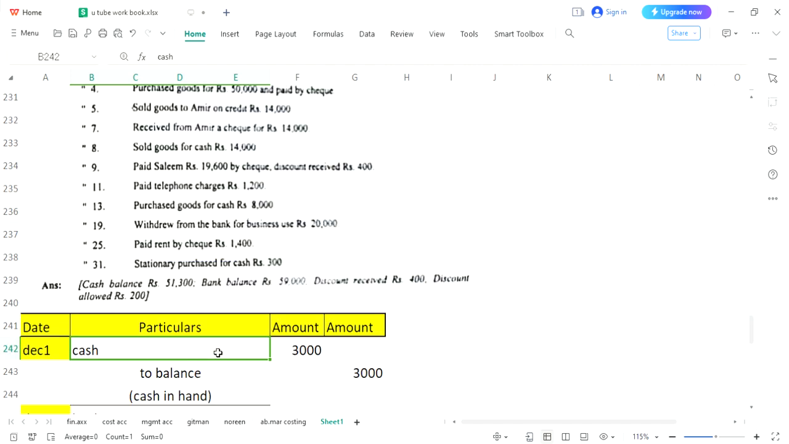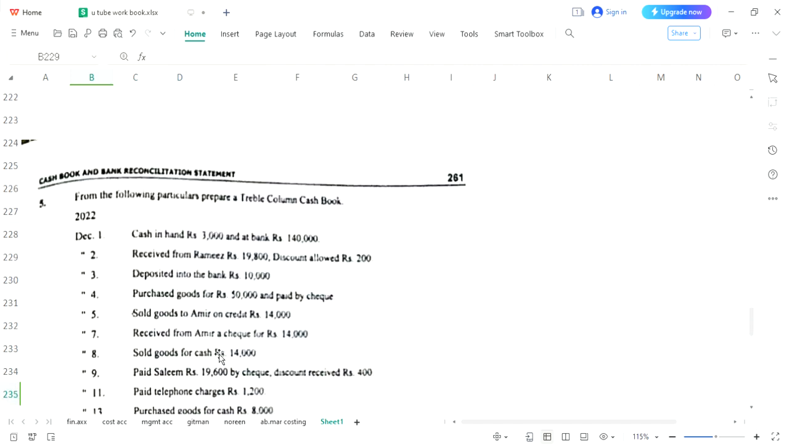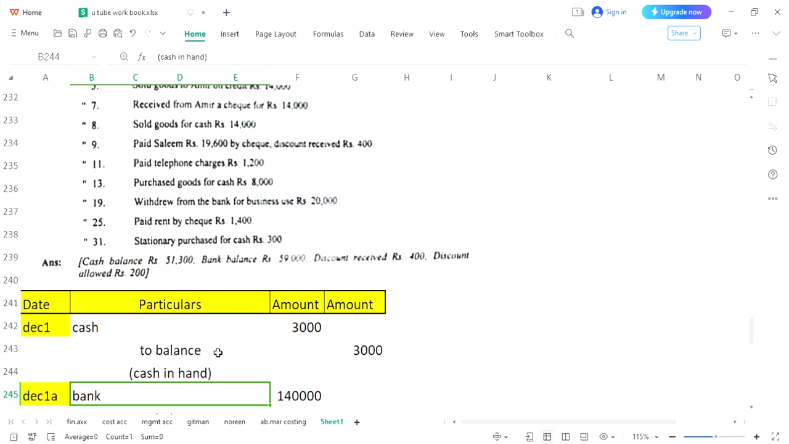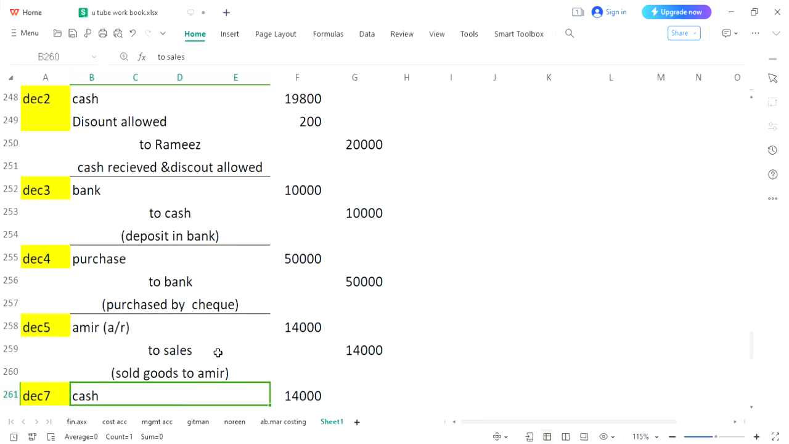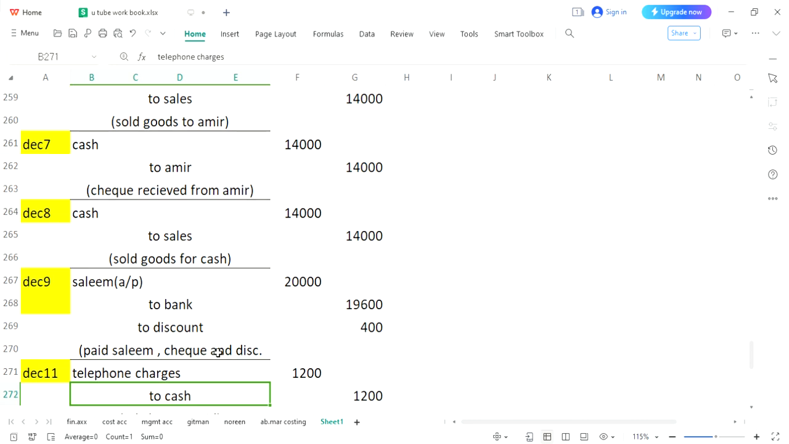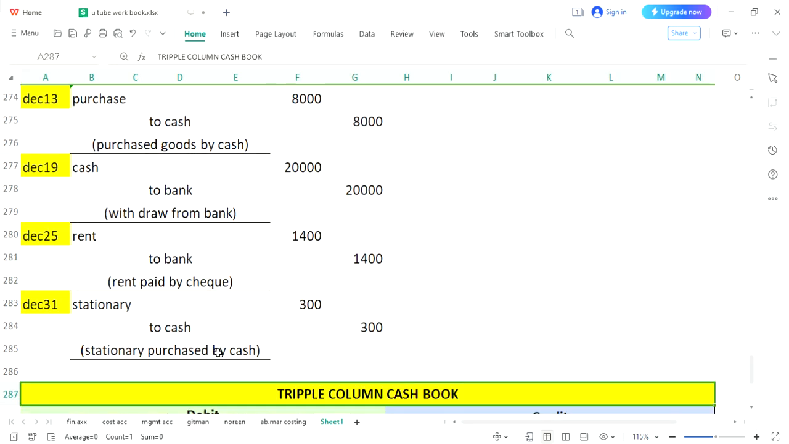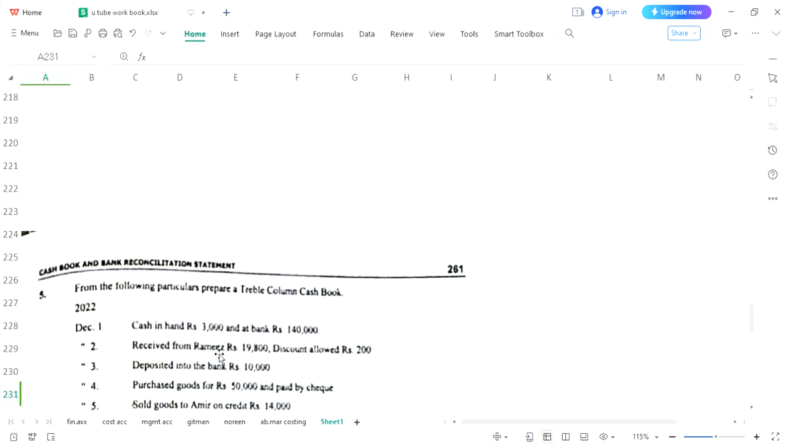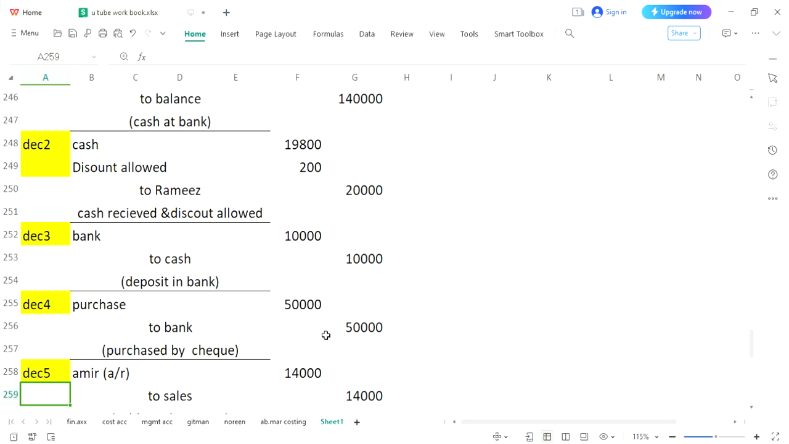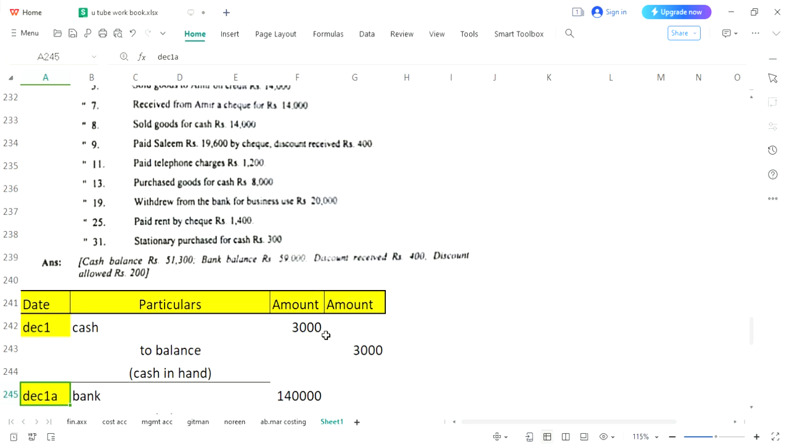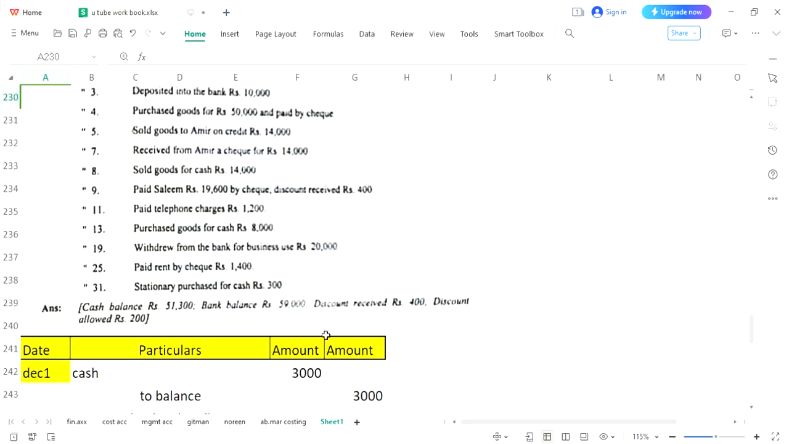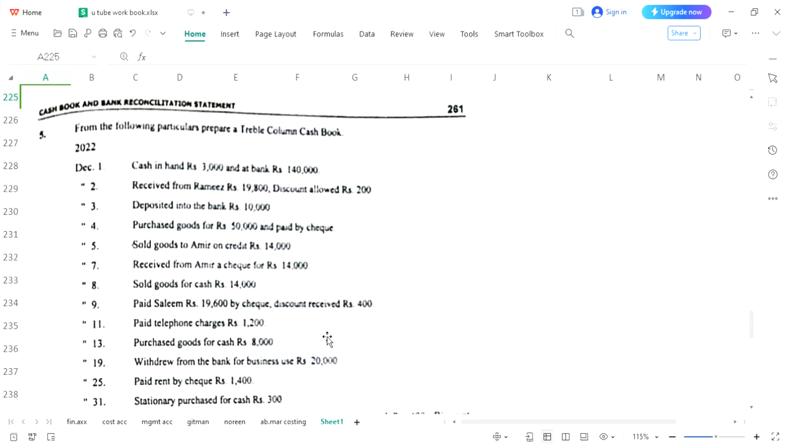Guys, in this way, all of our entries are completed from December 1. Look at this, this is December 1. And till December 31, all of the journal entries are completed. It means the first part of our question has been completed. Though the solution is in front of you, that doesn't mean you have understood. Please practice it.